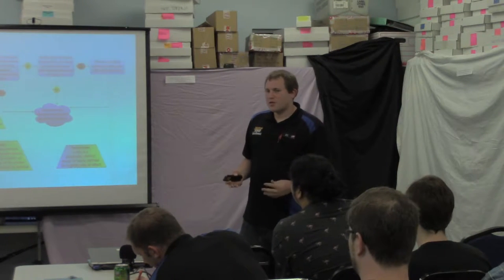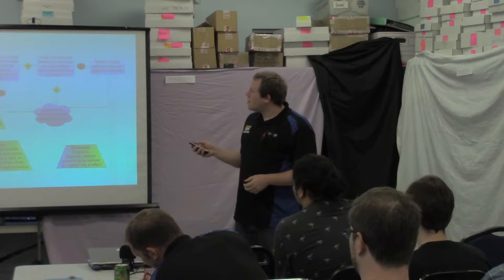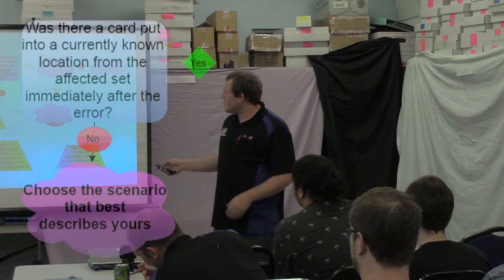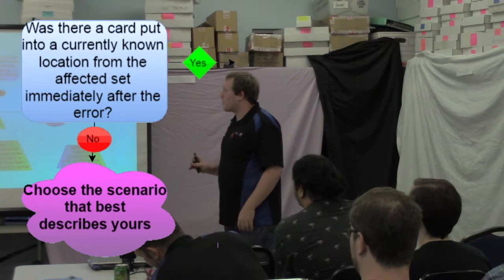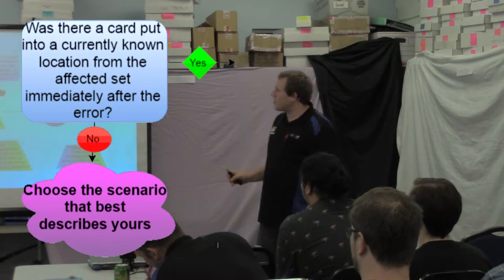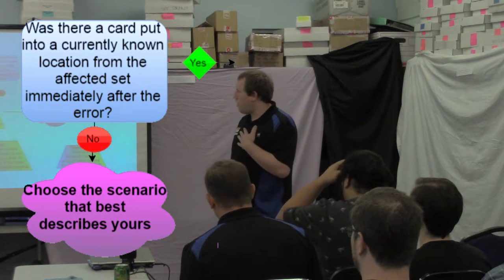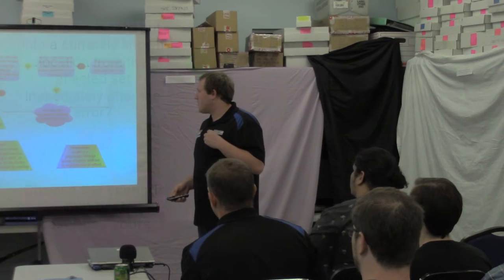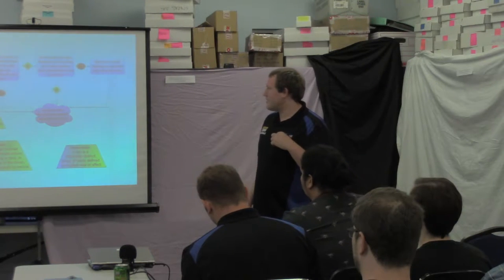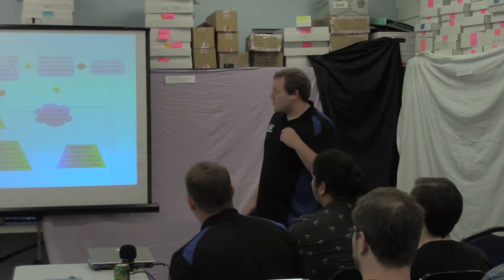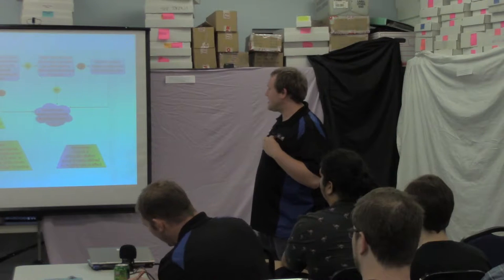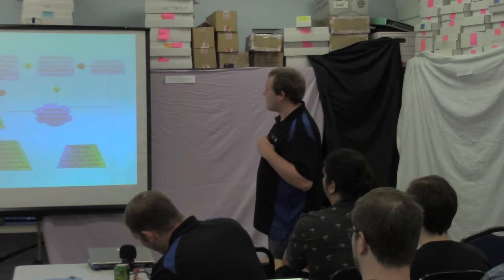Okay, we understand now what hidden card error is. And now we're going to start applying the fixes. So we have a few other questions to ask ourselves. Was there a card put into a currently known location from the affected set immediately after the error? So was the card put into a currently known location from the affected set? People wonder why it's hard. It's very dense and strangely written.